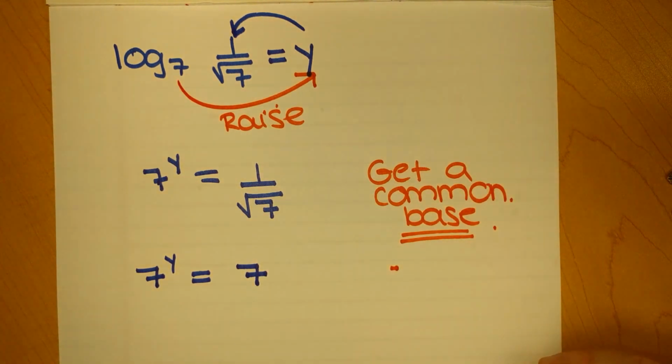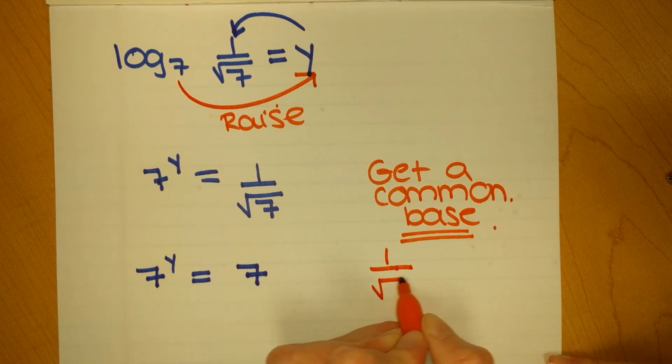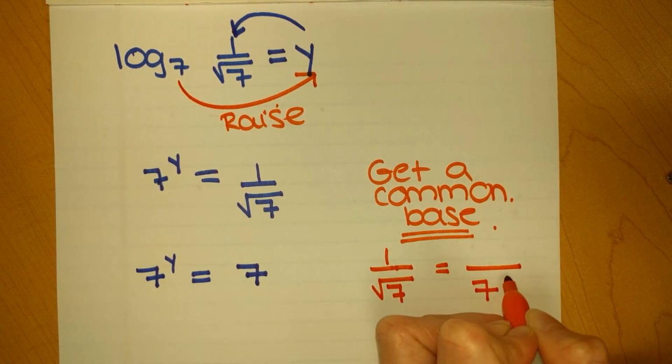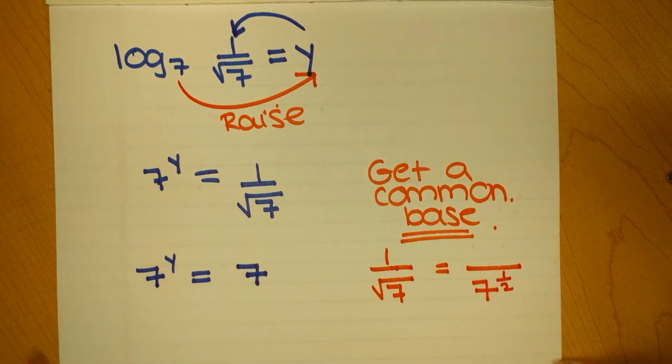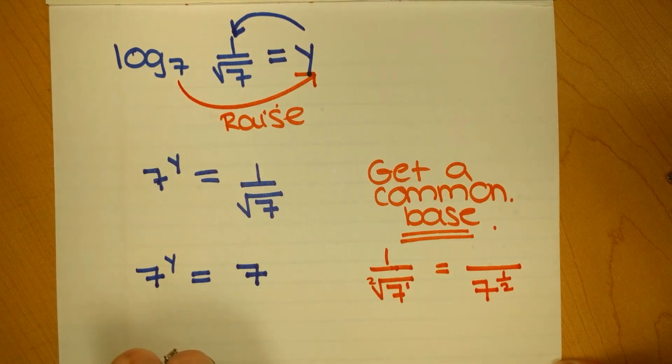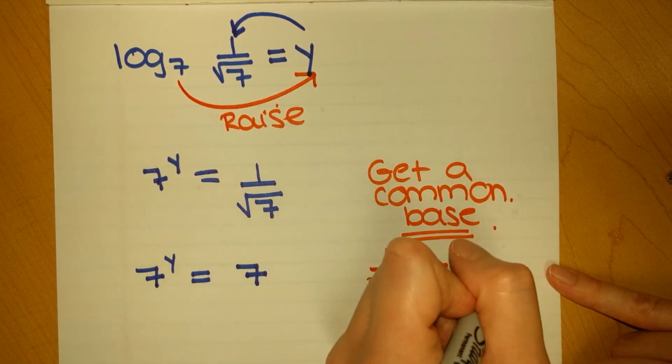Now, the way that we can do that is by going over here and saying that the square root of 7 is the same thing as 7 to the 1/2 power. So the index of the square root is understood to be 2. The power of 7 is understood to be 1, so that becomes 7 to the 1/2 power.